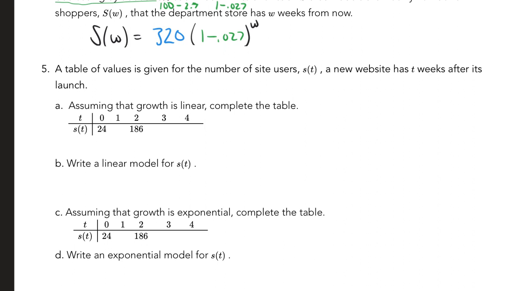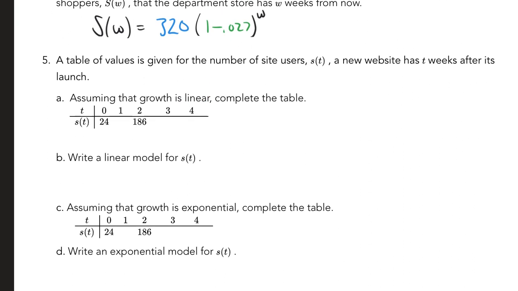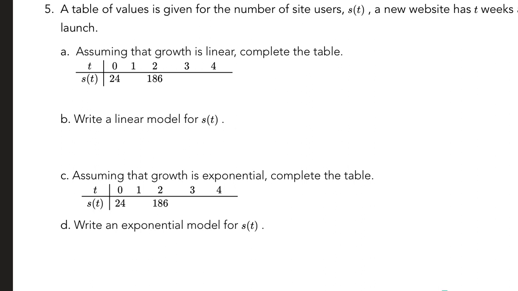A table of values is given for the number of site users a new website has T weeks after its launch. So number of people at the site as a function of time. Assuming the growth is linear, complete the table. So linear growth, we're repeatedly adding something over and over again. So just thinking like 24 plus something. So plus, I'll call it x. It's going to get that, and then that same number is 186.